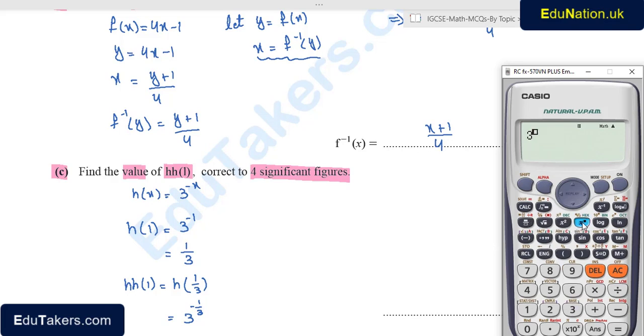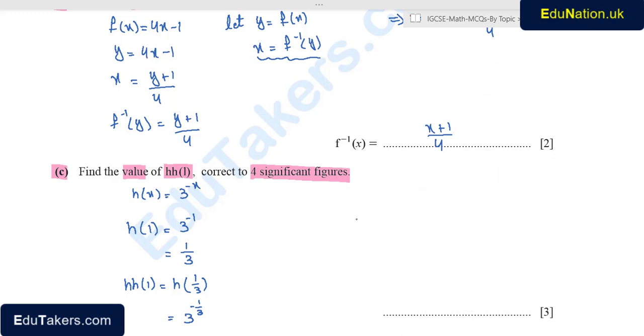3 raised to power minus 1 over 3 is 0.69336, and we give the answer to 4 significant figures. This will be 0.6934. We will write here 0.6934.